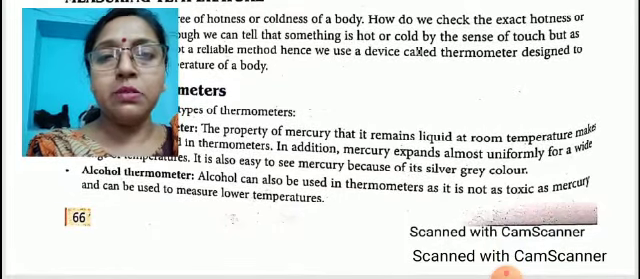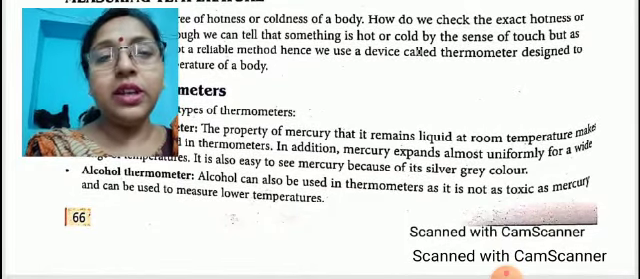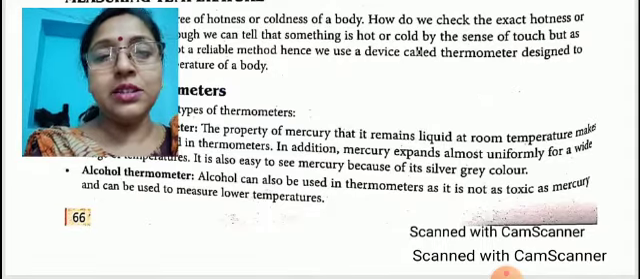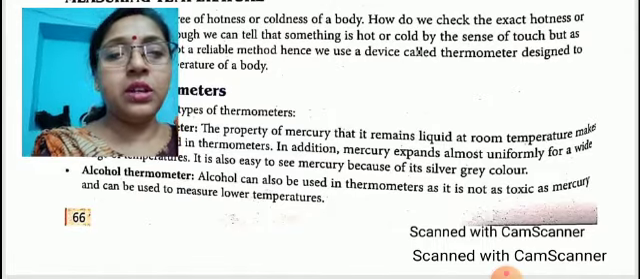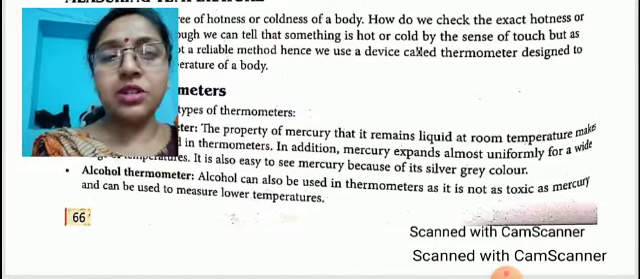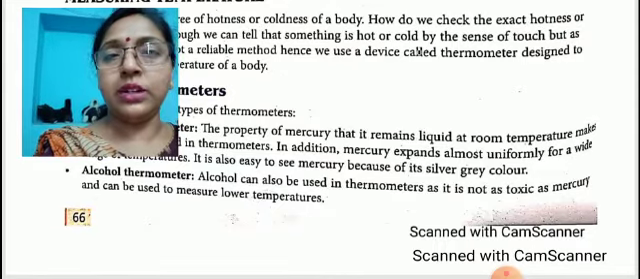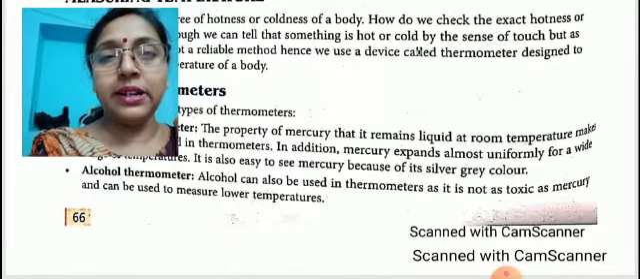Alcohol thermometer. Since mercury is poisonous and toxic in nature, and it is also very expensive, and it also cannot measure temperatures below minus 39 degrees Celsius, that's why the alcohol thermometer is used. The alcohol thermometer is not as toxic as mercury and it is cheaper also, and we can use it to measure lower temperatures. That means an alcohol thermometer can measure below minus 39 degrees Celsius.